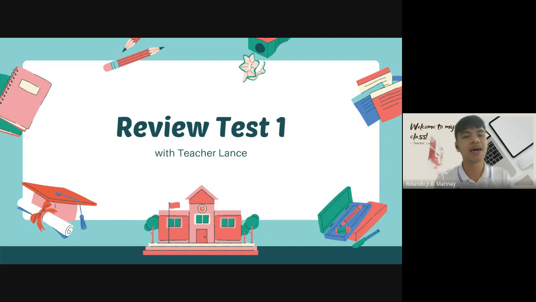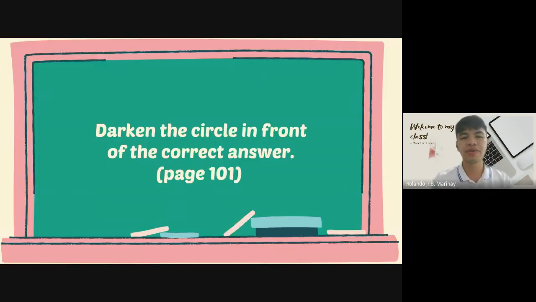Okay, these are some of the things that we haven't finished in our first semester, so we're going to continue today. Are you ready? This is also more on written activities because these are the things that we discussed already before. I want you to get a pencil and we're going to use it for shading the correct answer. We're going to darken the circle in front of the correct answer on page 101.